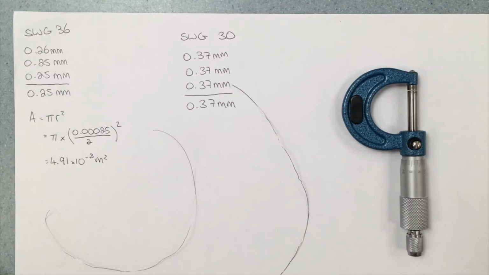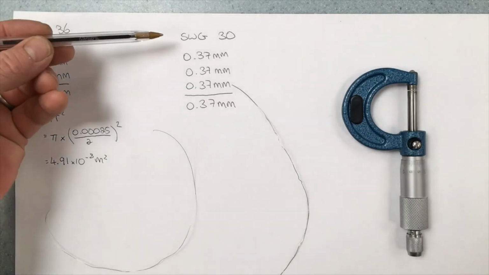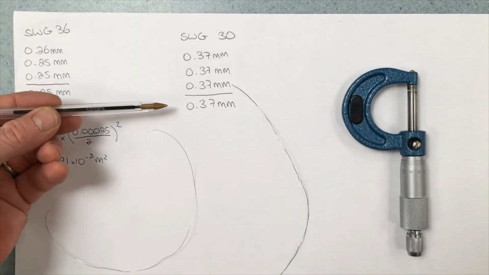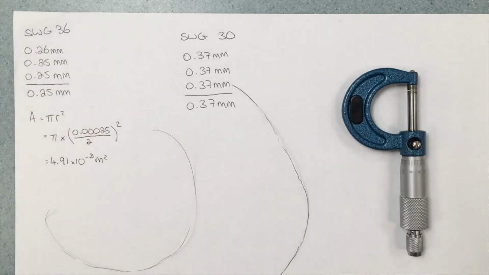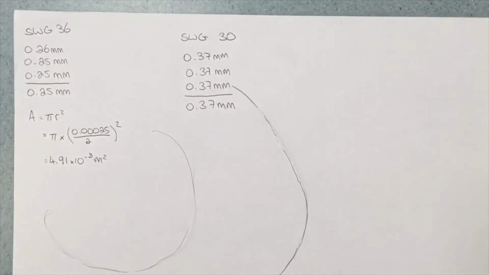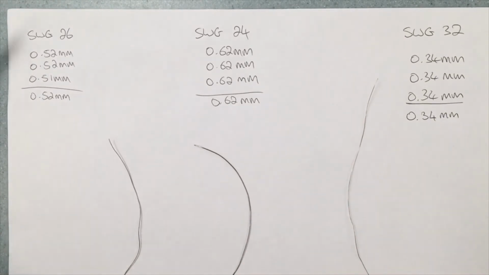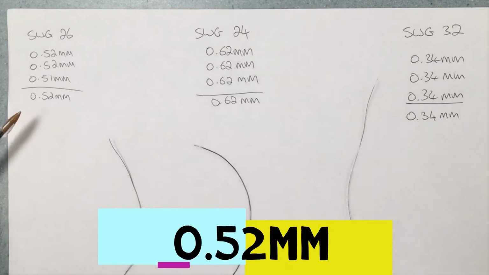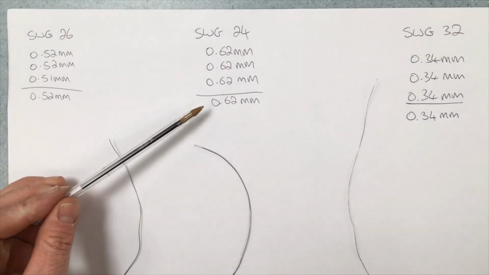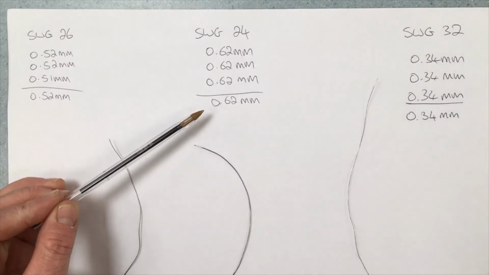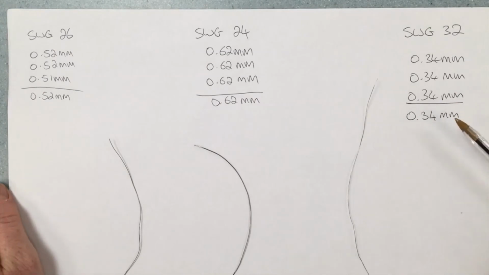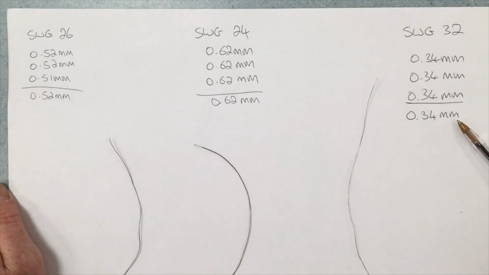I now need you to do the same thing for this SWG30 wire. So that has an average diameter of 0.37 millimeters. I've got 3 other pieces of wire on another piece of paper, so bear with me one second. So here I have another 3 pieces of wire. So this is SWG26, so that has a diameter of 0.32 millimeters. SWG24 has a diameter of 0.62 millimeters, and the SWG32 has a diameter of 0.34 millimeters.